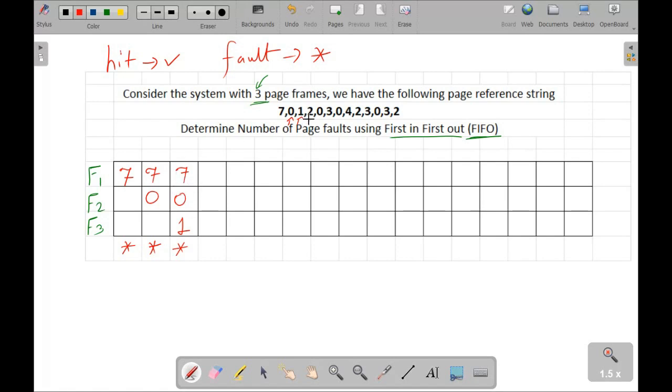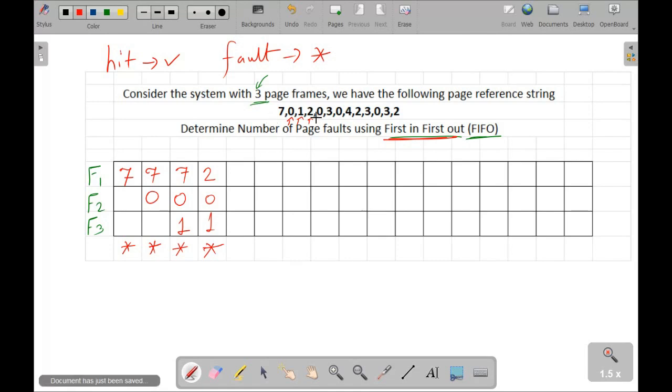Then I want to add 2. So where should I add 2? Here your FIFO comes, that is first in first out. So I will think that the page which came first has to go out first. Out of 7, 0 and 1, you know that 7 came first, then 0, and 1 just came right now. That's why I can say the first page came was 7. That's why it should go first, and in its place I should add 2. So I will replace 7 with 2. 0 and 1 will stay as they are. Here 2 was not present, that's why it's also a page miss. I hope you are understanding this.